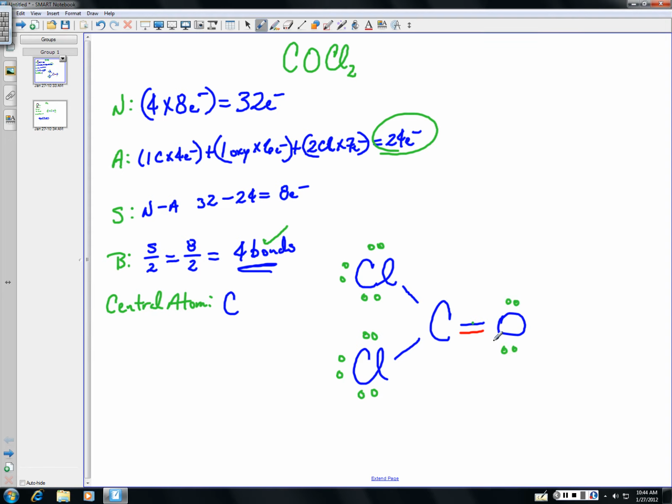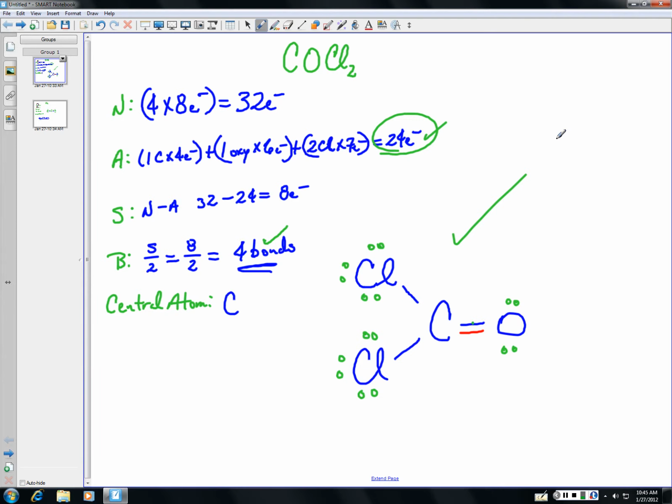All right. Now I'm going to count. Everybody on the outside has an octet, so let's count. 2, 4, 6, 8, 10, 12, 14, 16, 18, 20, 22, 24. I've used all 24 electrons. Now, does everybody have 8? That chlorine has its 8. That chlorine has its 8. That oxygen has its 8. And carbon has 8. It's got 2 in the single bond to chlorine, 2 in that single bond to chlorine, and 4 more in that double bond to oxygen. So it has 8 electrons also. Everybody's happy. Give yourself a big check mark for having the right Lewis dot structure for that compound.